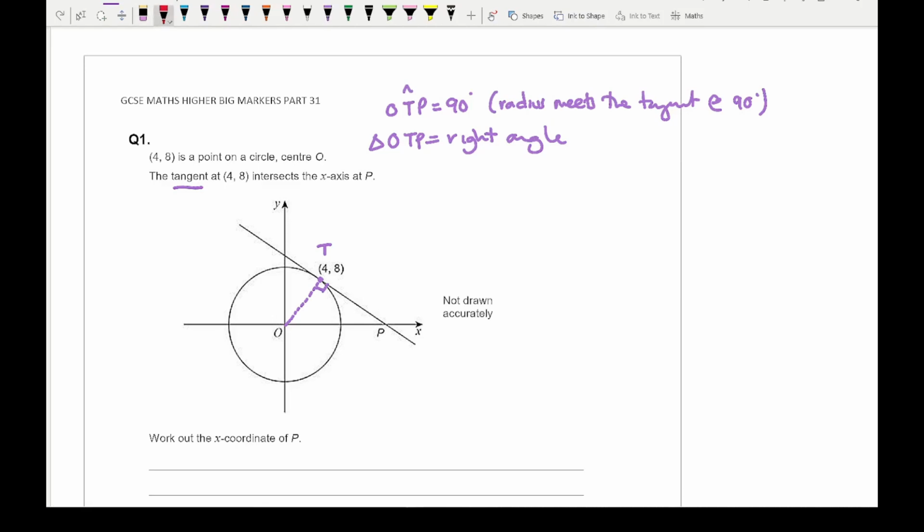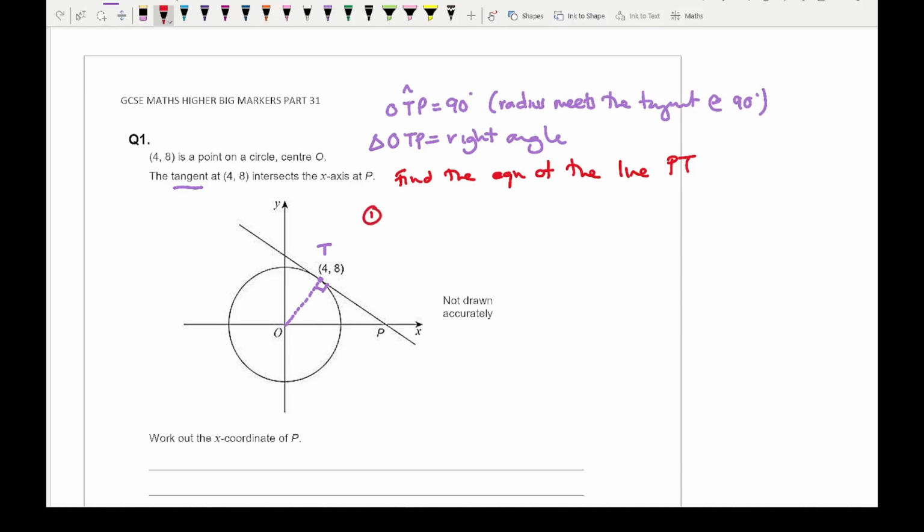Now, in this particular question, what we need to do first is find the equation of the line TP, or PT, I should call it. Doesn't really matter, but there you go. To find that, I need to find the gradient and I need to find a coordinate. The coordinate has already been given to me, which is (4, 8). So what I need to do is go about finding the gradient of that line.